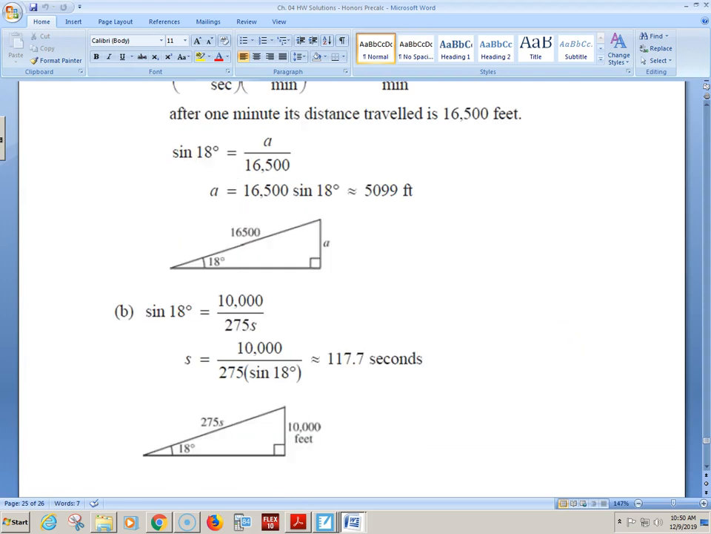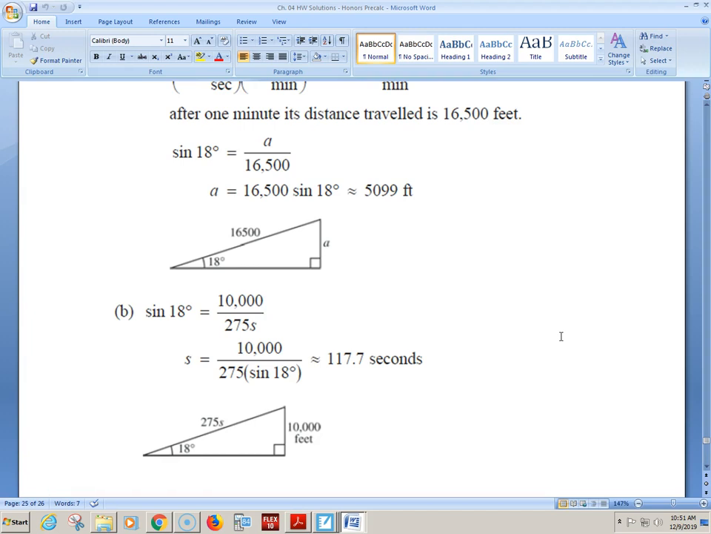And then letter B said, we'll tell you the altitude. They've gotten up to 10,000 feet. How long did it take them to get there? You could have gone ahead and said, well, this side that we just found up here, this hypotenuse, is found by 275 times how many seconds, or you could have done times how many minutes.